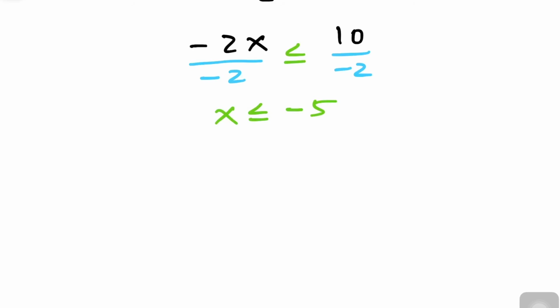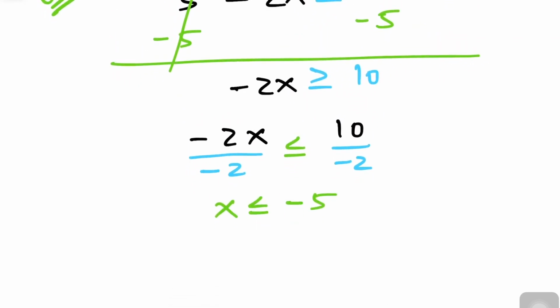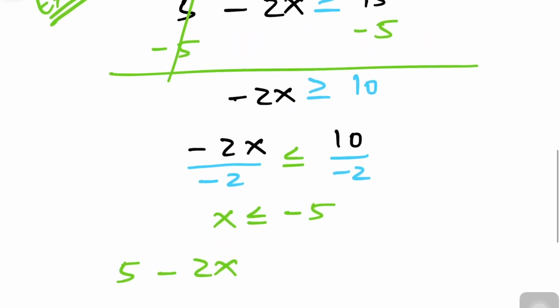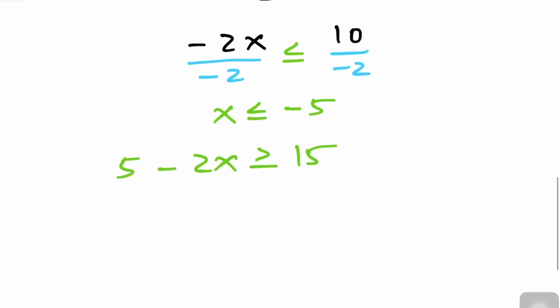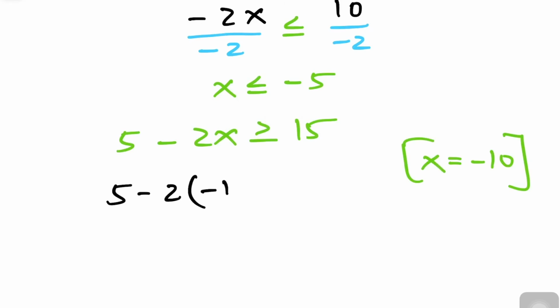Now, obviously, the question is, what does it mean? It means you can choose any number that is less than or equal to negative 5, and this inequality will make sense, okay? So let's choose a number that is less than negative 5. We have negative 6, negative 7. I'm going to choose negative 10, okay? So in this case, we're going to choose x equal to negative 10, since x has to be less than or equal to negative 5.